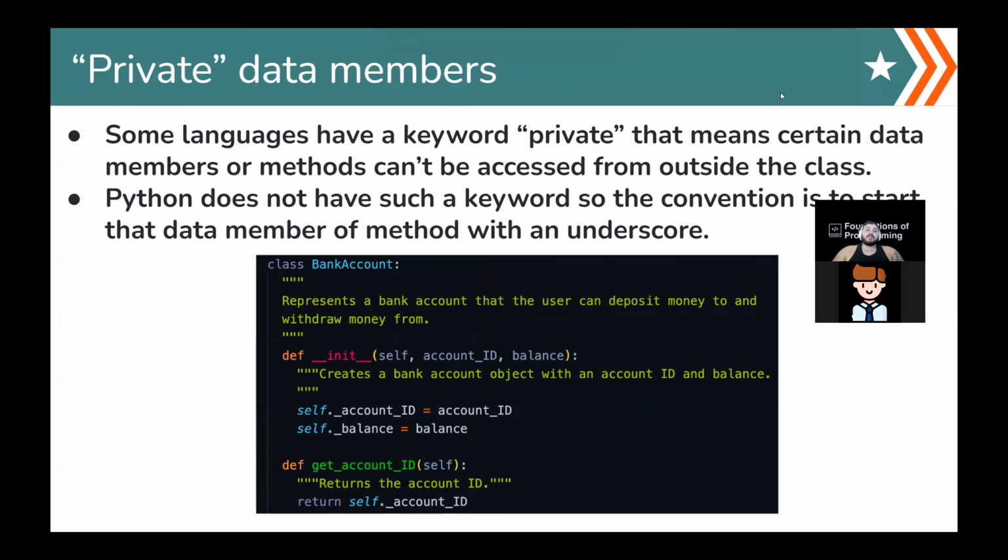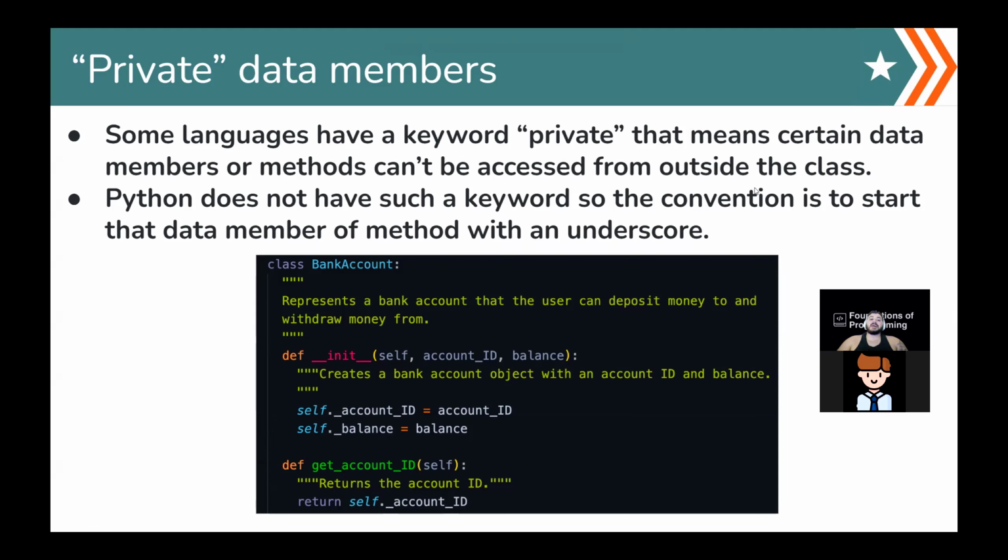So we talked about private data members. Some languages have a keyword called private. That means certain data members or methods can't be accessed from outside the class. Python does not have such a keyword. So the convention is to start that data member or method with an underscore. This is a convention that we came up with as Python developers to mimic the same functionality, even though it's not built in.